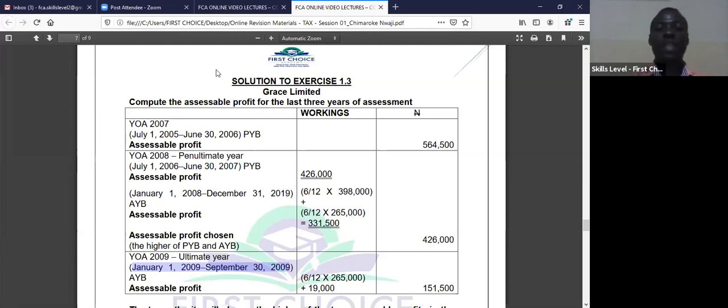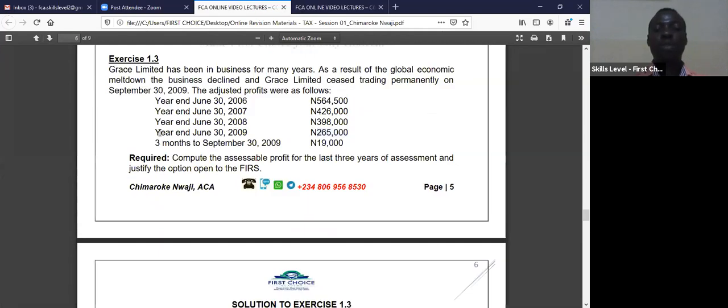So where did we get January 1, 2009? January 2009 must be here. So from January to June is 6 months. So I'm going to take 6 months here out of this.